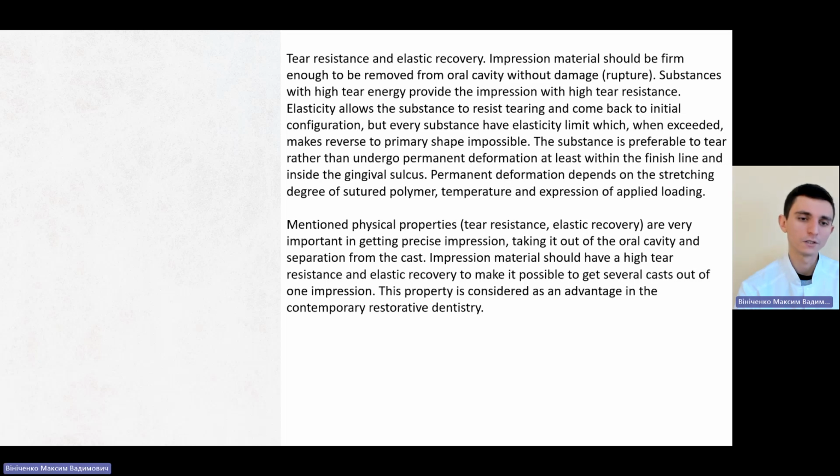Mentioned physical properties such as tear resistance and elastic recovery are very important in getting a precise impression, taking it out of the oral cavity, and separation from the cast. Impression material should have a high tear resistance and elastic recovery to make it possible to get several casts out of one impression. This property is considered an advantage in contemporary restorative dentistry.